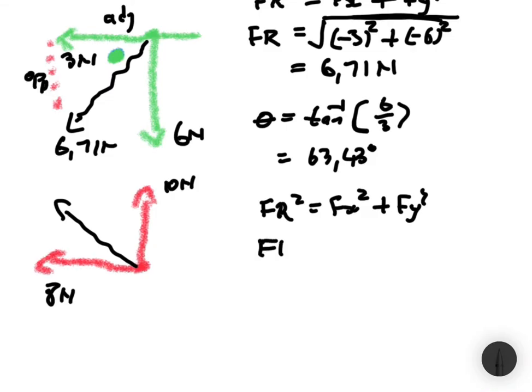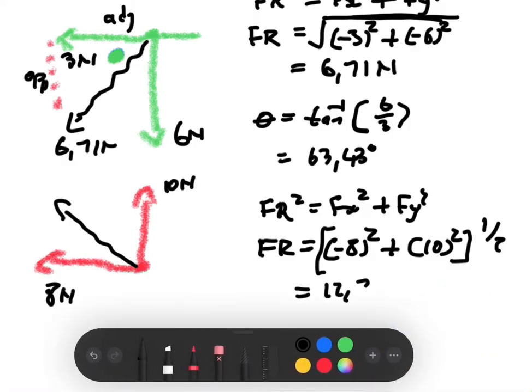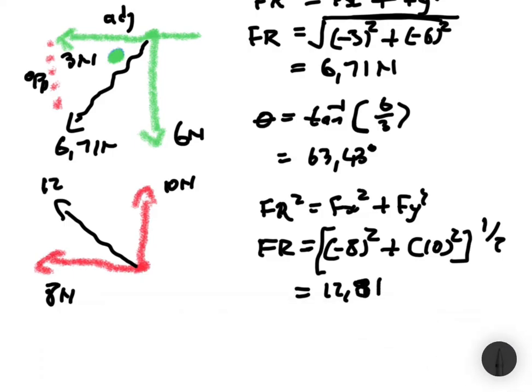So Fr, being our resultant, will be equal to Fx, so we have minus 8, and then plus 10 squared, and then we take the square root on both sides. For the sake of space, I'm just going to take this to the power 1 divided by 2, because it is basically the same as taking a square root. When I punch that in my calculator, I'm getting 12.81. So we know that this force has a magnitude of 12.81, but force is a vector.